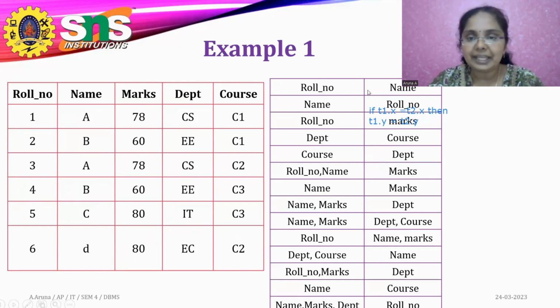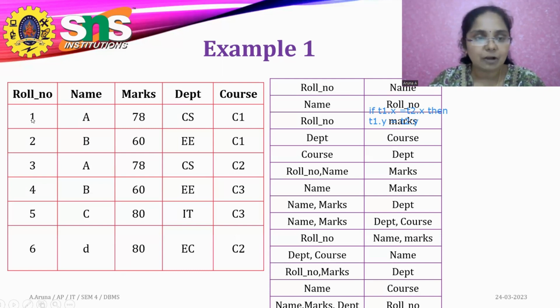First we're going to take as the first example roll number and name, whether that is functionally dependent or not. Now we will check it out. First we have to take the x value. Here the x value is nothing but your roll number. So by using a roll number, can we identify the name or not in this particular table?